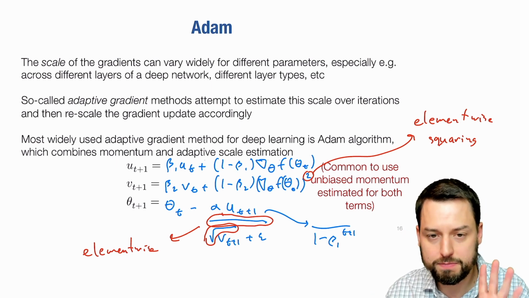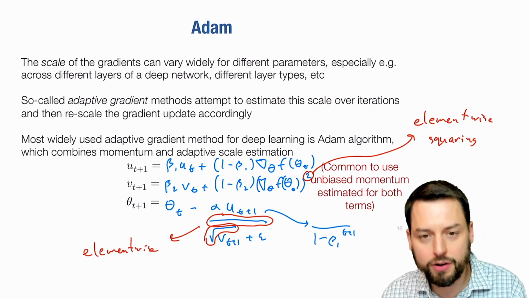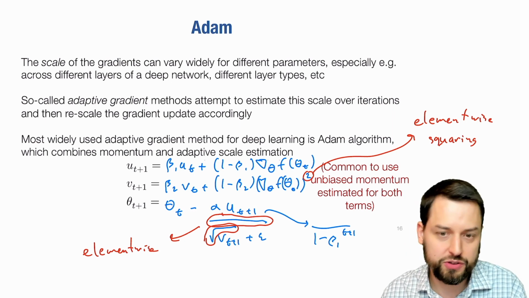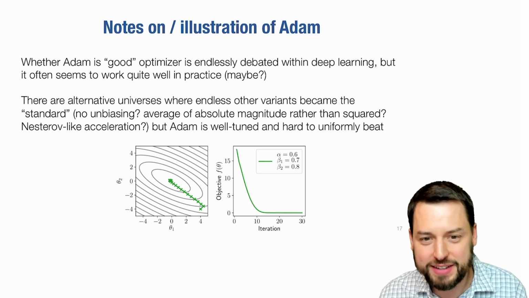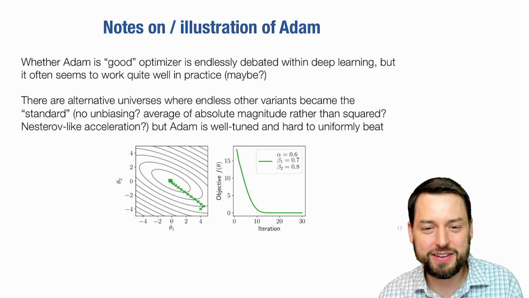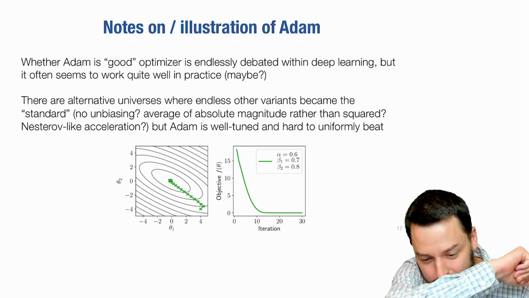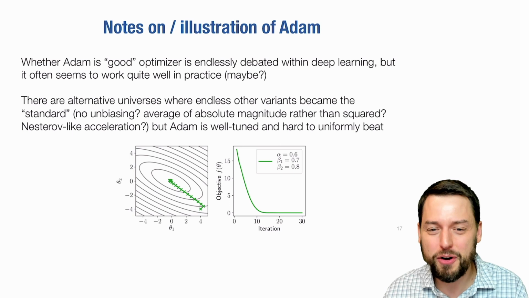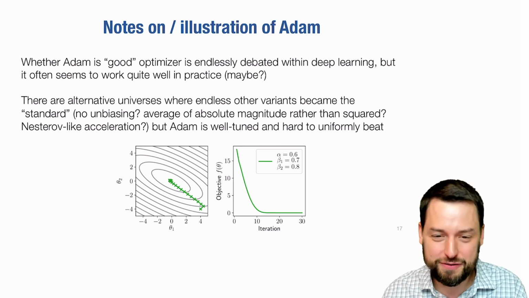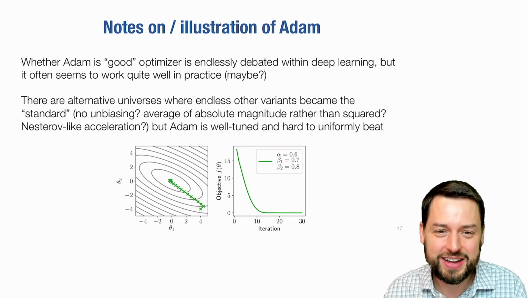So in your homework you will implement the unbiased version of Adam, because it is the standard. If you see the equations of Adam written out, that's just what those things are doing. But there are other universes where maybe they didn't do unbiasing, because it's actually okay not to, since the two terms u and v are biased in the same way, and you're dividing one by the other. Or rather, you're taking the square root of one, so you have to do it in different ways. There are all these different universes where slightly different variants became dominant instead of Adam. But we are where we are, and Adam is well tuned and hard to uniformly beat.